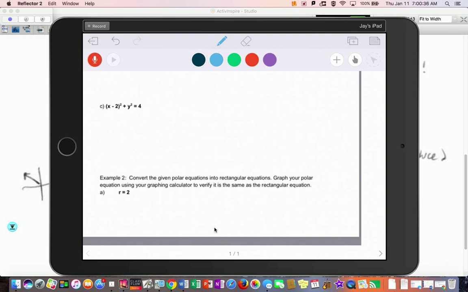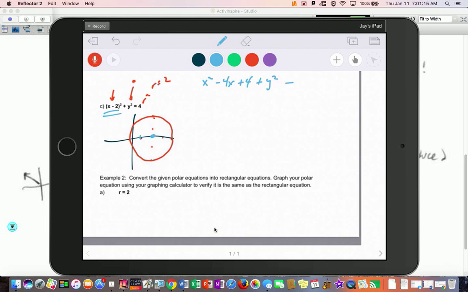And this last one, if I looked at it, it's a circle that's to the right 2. So this means opposite, so we go to the right 2, 0 for the y, and that's r squared, so r would be 2, so that's a radius of 2. So that's the graph we should get. So the first thing I have to do is I'm going to FOIL that out. That's x squared minus 4x plus 4 plus y squared is equal to 4.